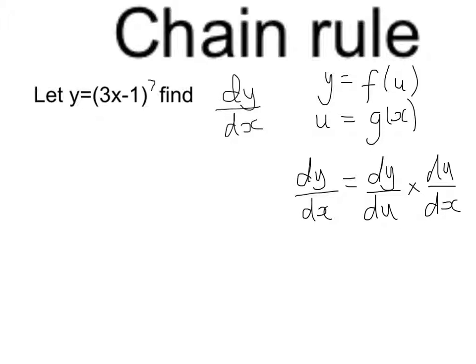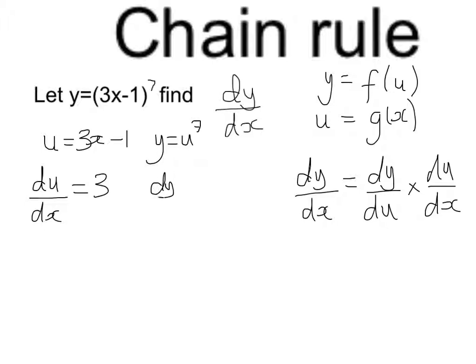So instead of having this, y is this thing to the power of 7, we're going to let u equal 3x minus 1. So y is just u to the power of 7, because I've substituted in 3x minus 1 for u. So here, wherever 3x minus 1 was, I've just put u in. So now I need to differentiate both of these. So du by dx is just 3, and dy by du, because it's u that I'm interested in, is 7u to the power of 6.